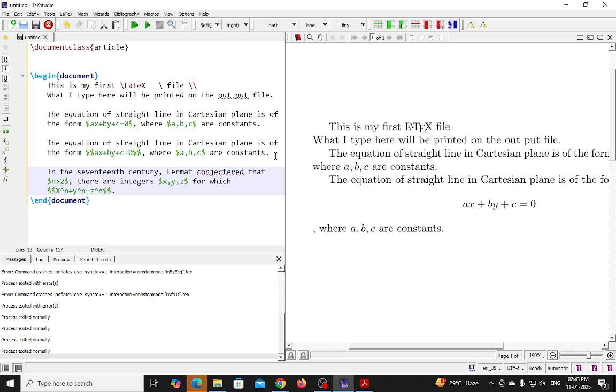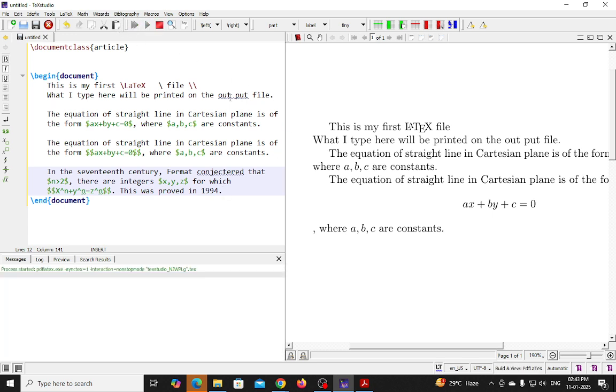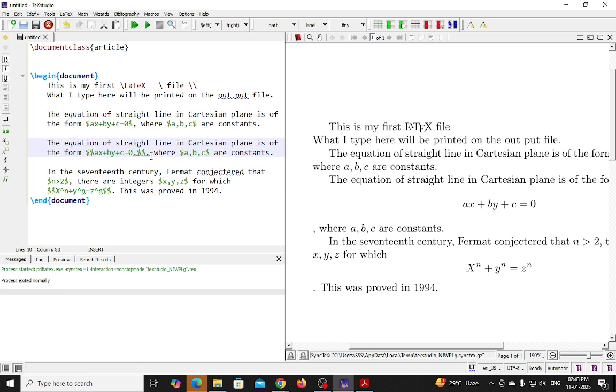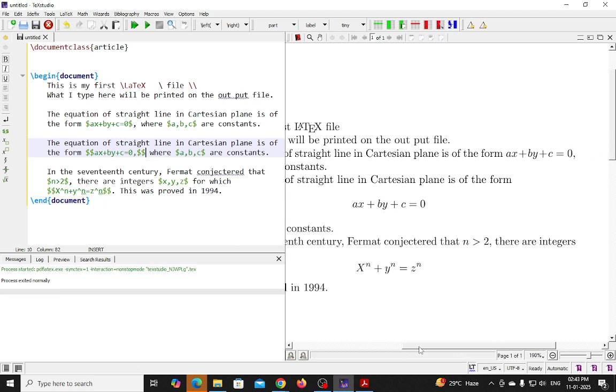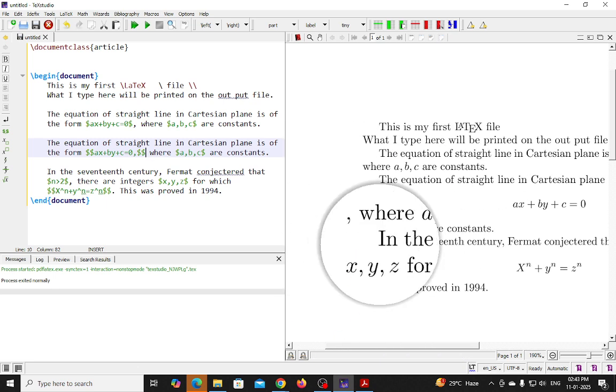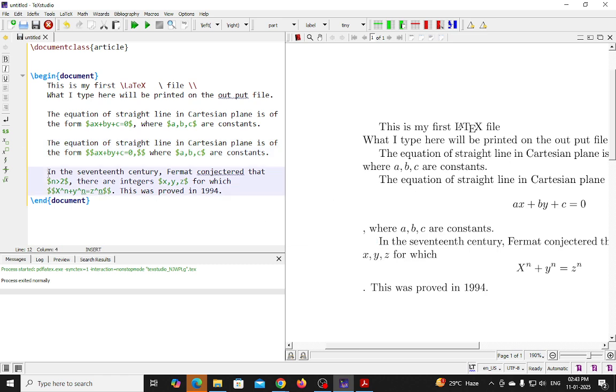Now I will use a full stop. This was proved in 1994. The statement is there. Suppose if I compile, then you can notice that the statement is coming. Only thing, suppose if you want to remove the indenting part, here you can include no indent.